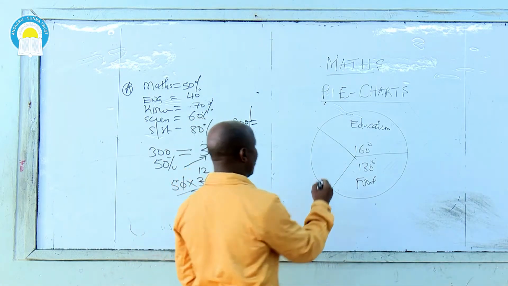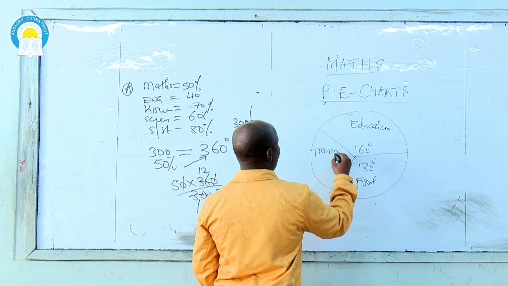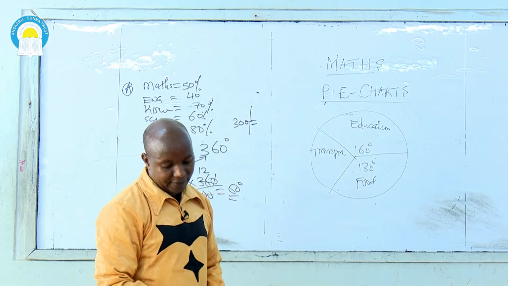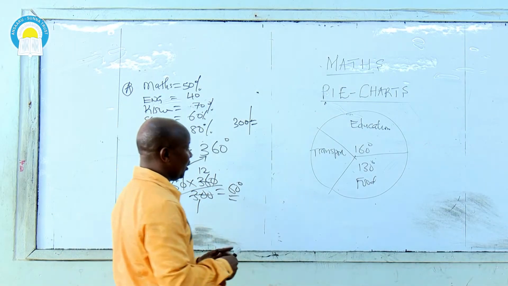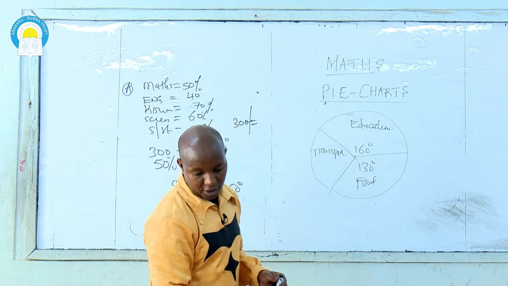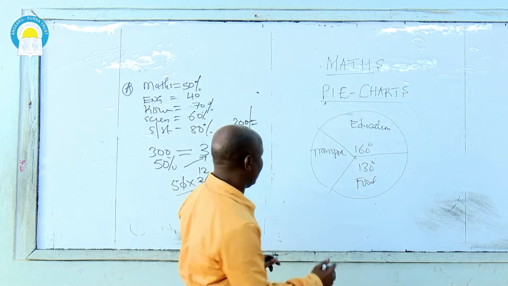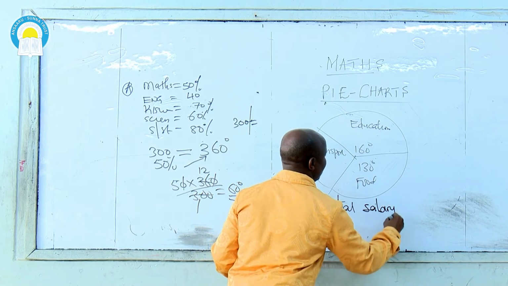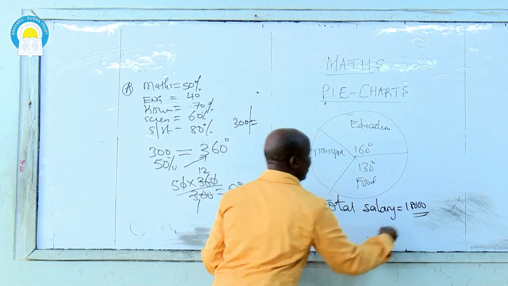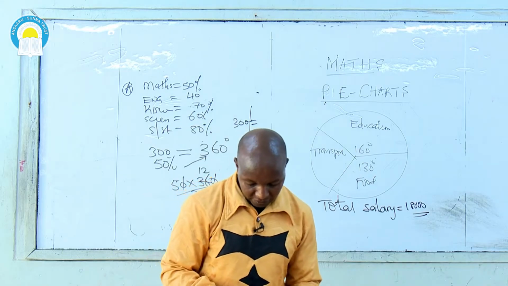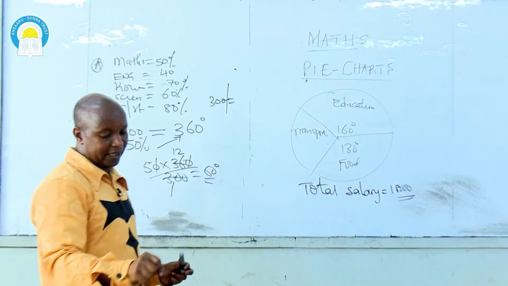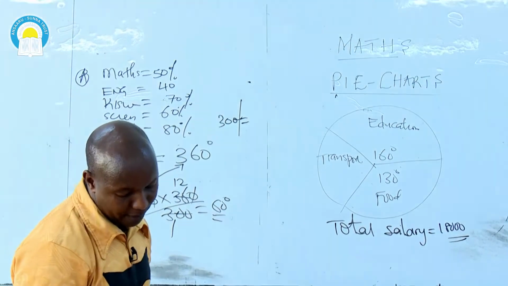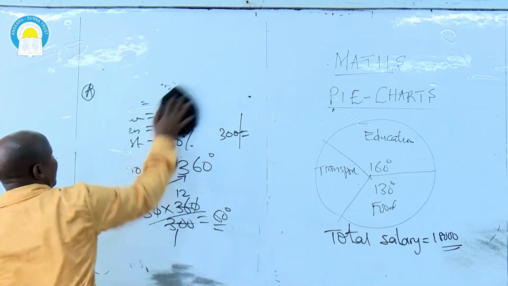Then transport you are not given. This is an example of a pie chart. Now, you are told the total salary of Mr. Otieno was 18,000. That was the total salary. Then, this was the question: how much more money did he spend on education than on transport? I repeat again.